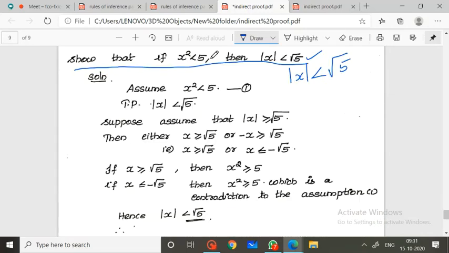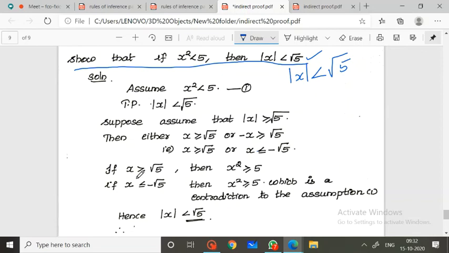Show that if x square is less than 5, then mod x is less than 5. Assume that x square is less than 5. To prove that mod x is less than 5, suppose we assume the contradiction. If the claim is less than, the contradiction is greater than or equal to 5. Mod x is greater than or equal to 5 means, removing the modulus, x greater than or equal to 5 or minus x greater than or equal to 5. Minus x greater than or equal to 5 can be rewritten as x less than or equal to minus 5.